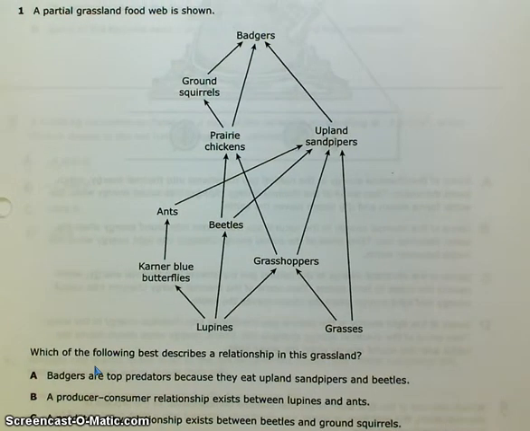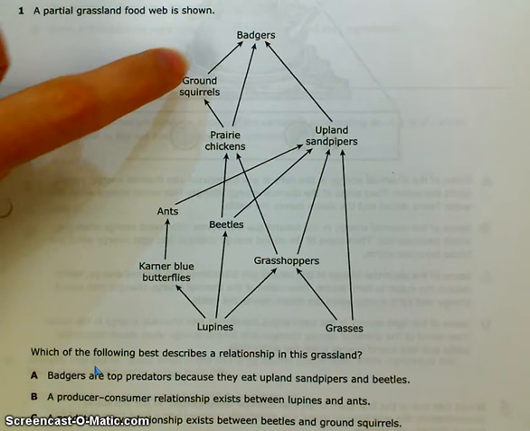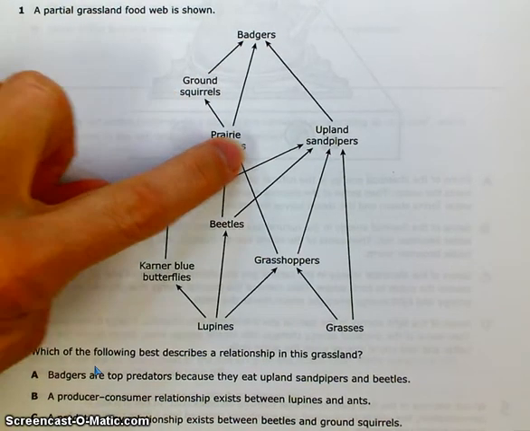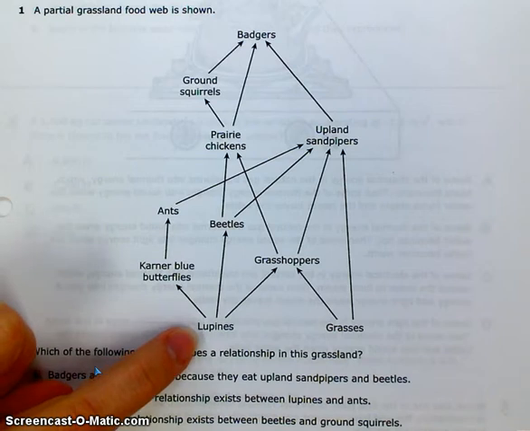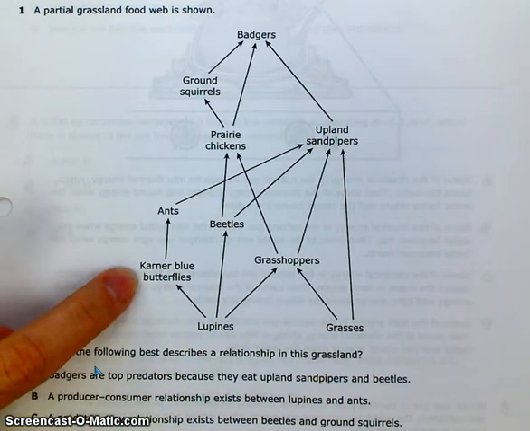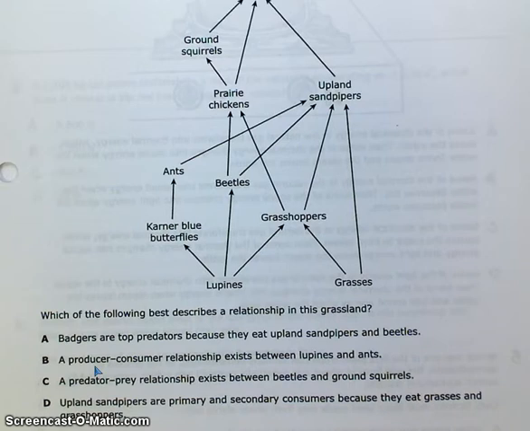Number 1, a partial grassland food web is shown. You have badgers, ground squirrels, prairie chickens, upland sandpipers, ants, beetles, grasshoppers, grasses, lupines, and Carner blue butterflies. Which of the following best describes a relationship in this grassland?